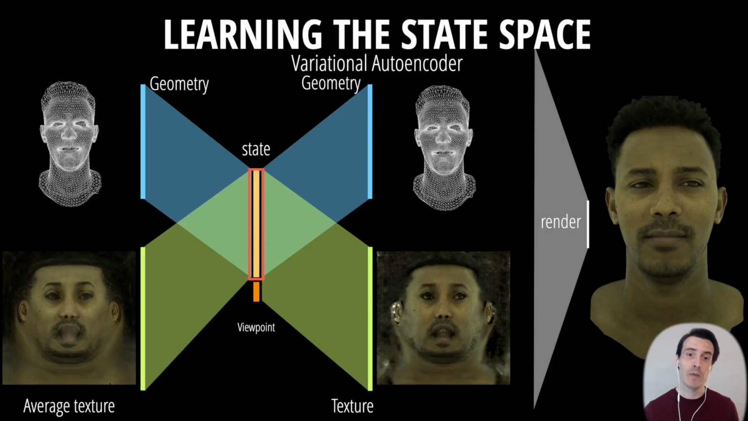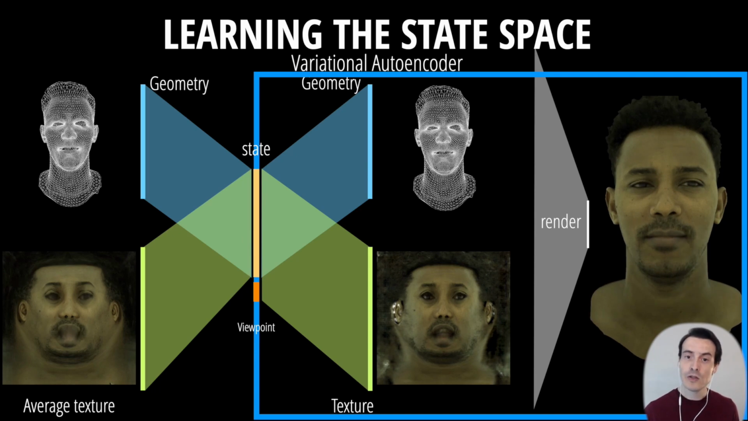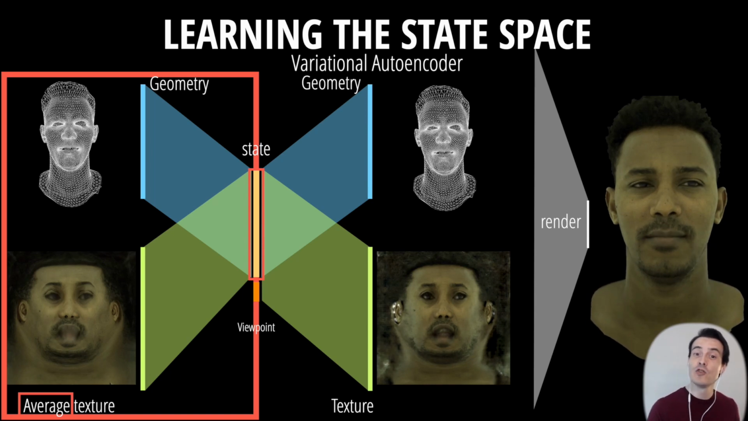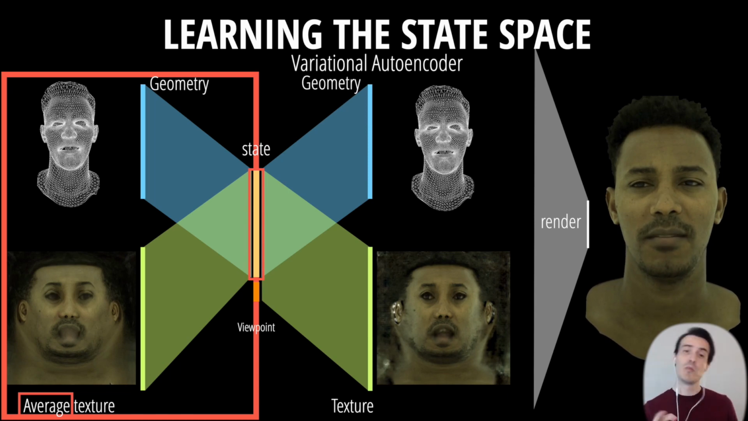And we can learn this model by using a variational autoencoder, where the state is a 256-dimensional vector, and the texture decoder architecture is a convolutional neural network, as Stephen was describing before. And the encoder is almost symmetrical, but because we have all viewpoints, we can use an average texture. And this means that the state is not dependent on viewpoint. So we don't need to disentangle the state from the viewpoint codes.